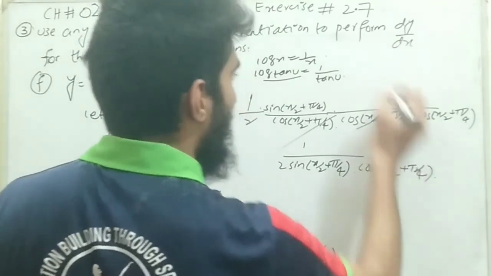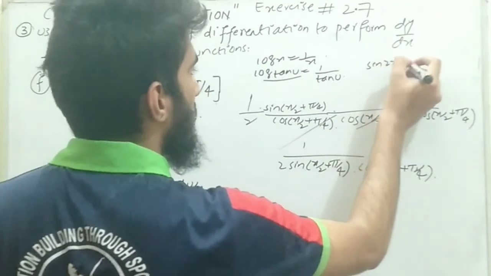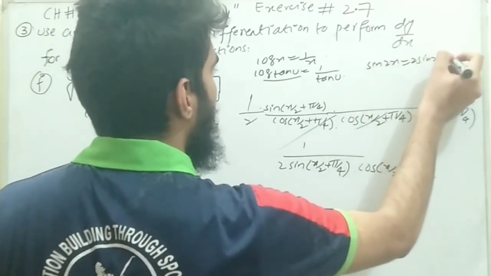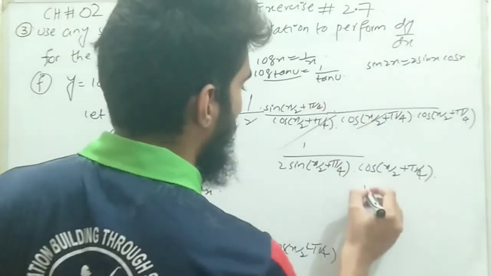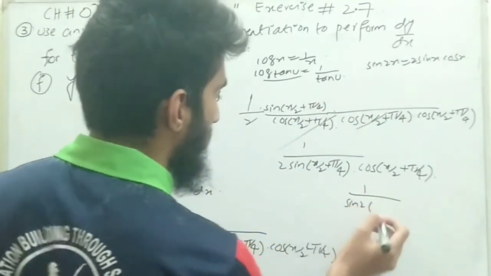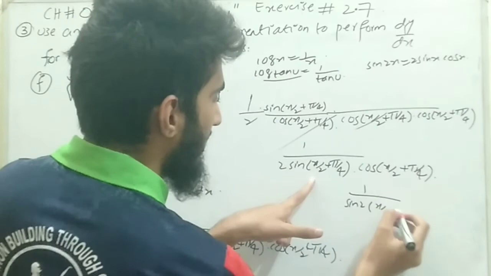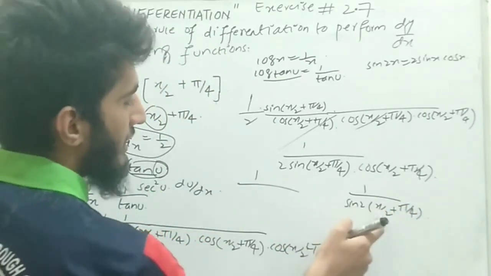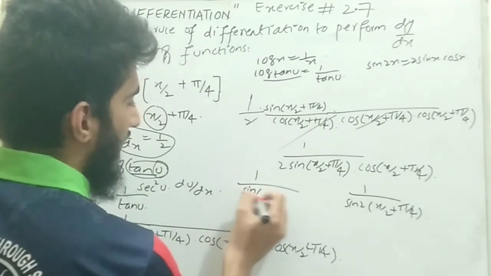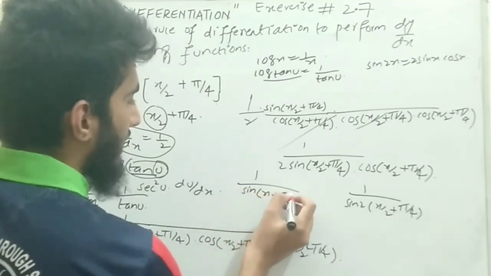Now we have a formula that sine 2x is equal to 2 sine x cos x. So 2 sine x cos x will be equal to sine 2x. So we have 1 over sine 2x, where our x is x by 2 plus pi by 4. Now the 2 will multiply with x by 2 and pi by 4. It becomes sine of x plus pi by 2.